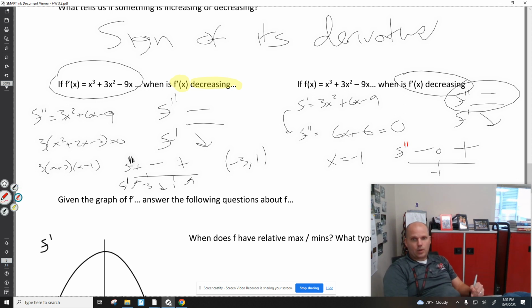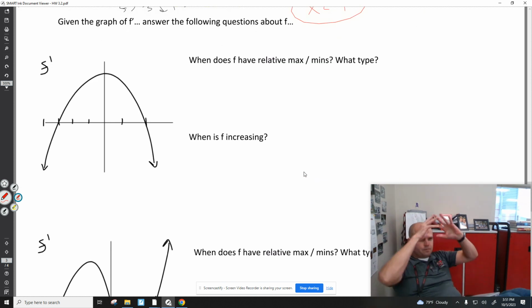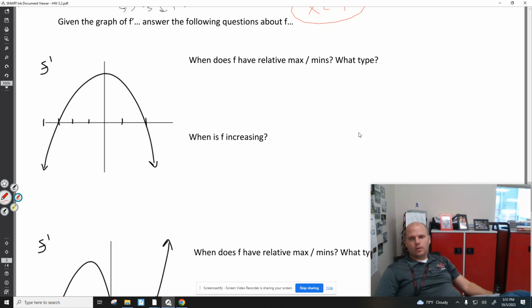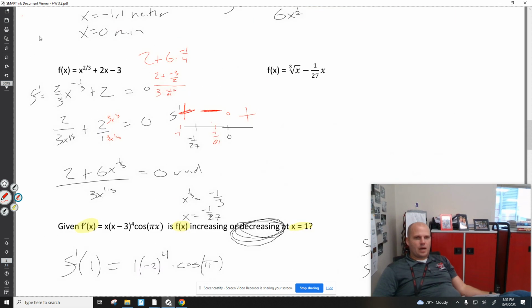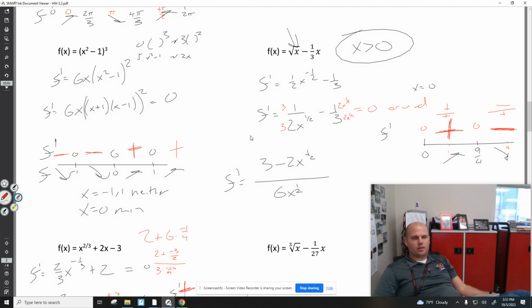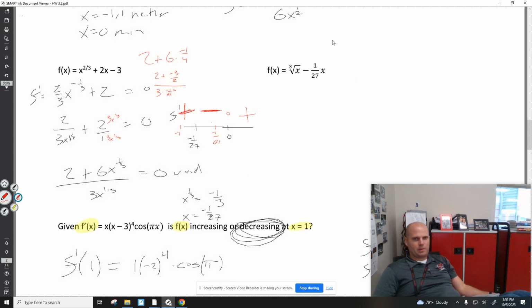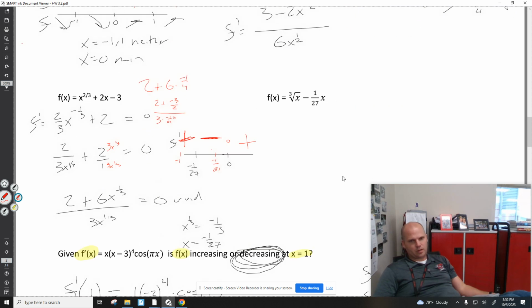F double prime signs tell us f prime's direction. F prime is decreasing for x values less than negative 1. Great. Now, the tricky ones. Everything was good probably up until here. You probably did a couple of these and you panicked and you're all freaking out, but I'm telling you this is probably too hard. This is definitely too hard.